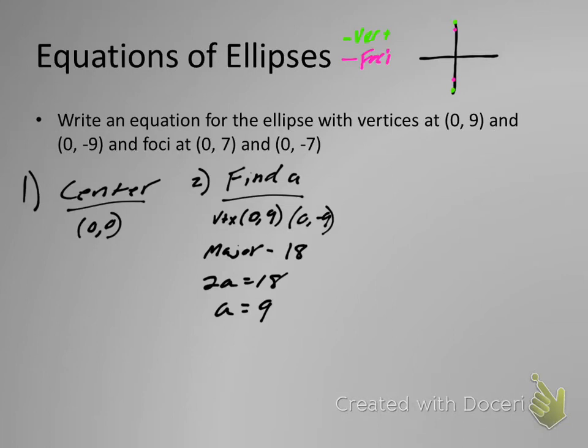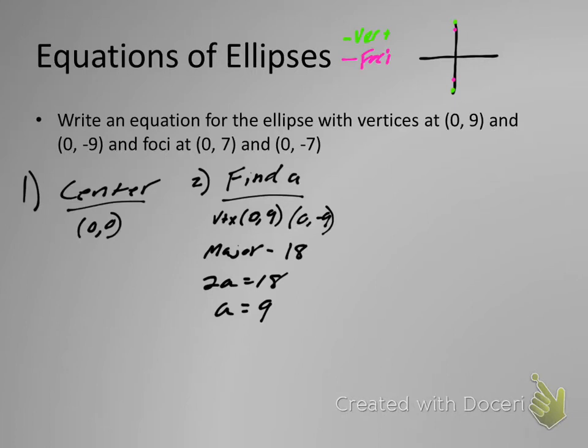Okay, great. Now, you have your center, you have your A. The only thing you are missing is B, which you get from your minor axis, which you get from your covertices. But you don't know your covertices. That's the issue. You do know your foci, though. You don't know another point on the ellipse, though. So you use your foci to figure out B.